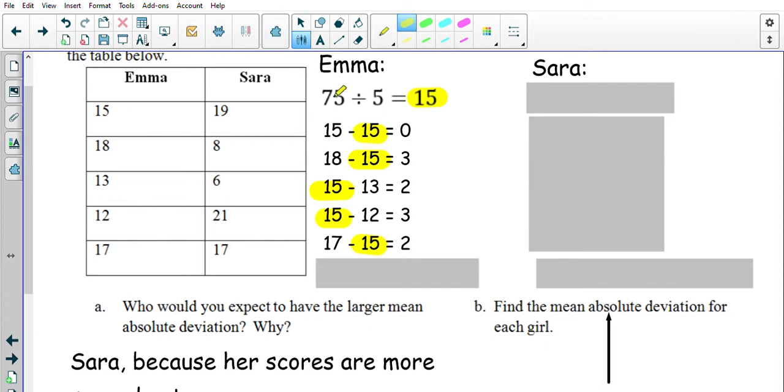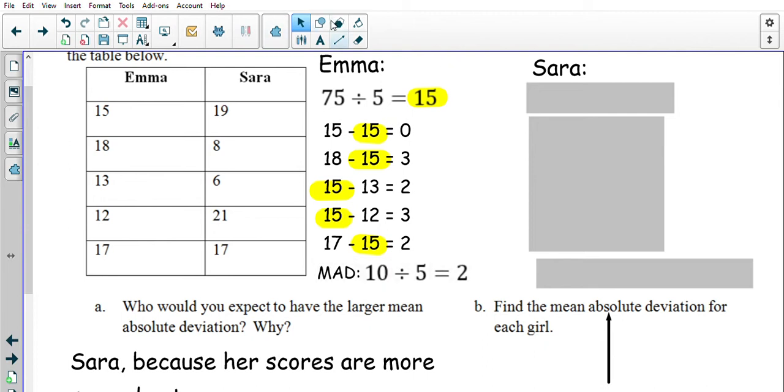Now I add those up. 0 plus 3 plus 2 plus 3 plus 2. That's going to get us a sum of 10 for our differences. Divide by 5 since we have 5 differences. And again, I was adding this number, this number, this number, this number, and this number to get 10. 10 divided by 5 data points is going to get us a mean absolute deviation of 2. So it means on average, Emma's scores are about 2 points away from the mean.